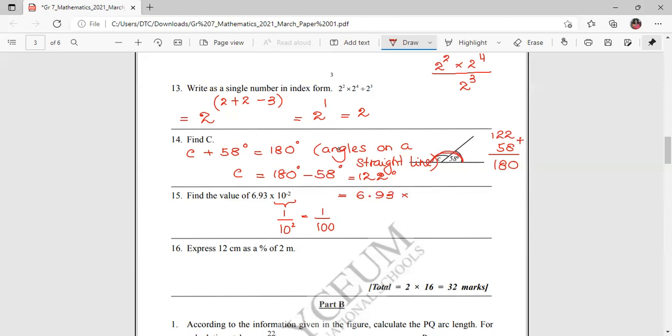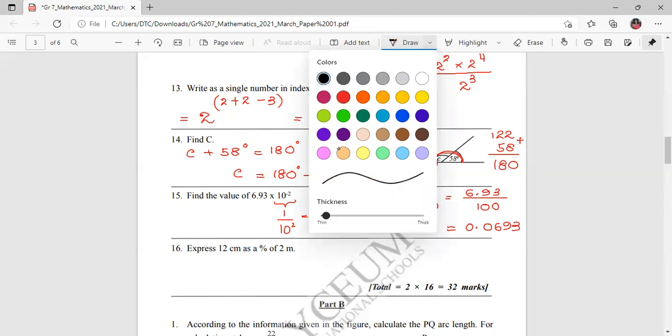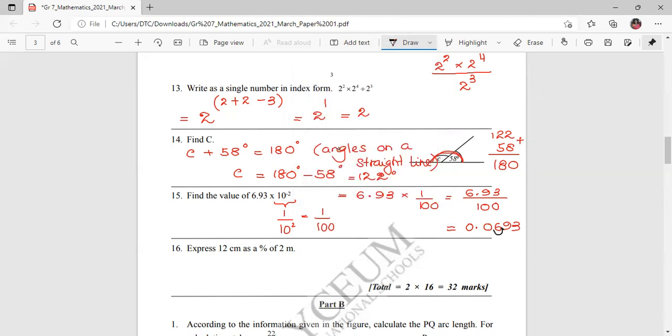Now what I am doing, children, after finding the real meaning of that, is 6.93 multiplied by 1 over 100. In other words, what does that mean, children? 6.93 divided by 100. And we have learned, when we are dividing a decimal value by 100, what happens? We learned this when you were in grade 6. 0.0693 will be the answer. Earlier, the decimal point was here, 6.93. Now the decimal point is here, because we divide the number by 100.